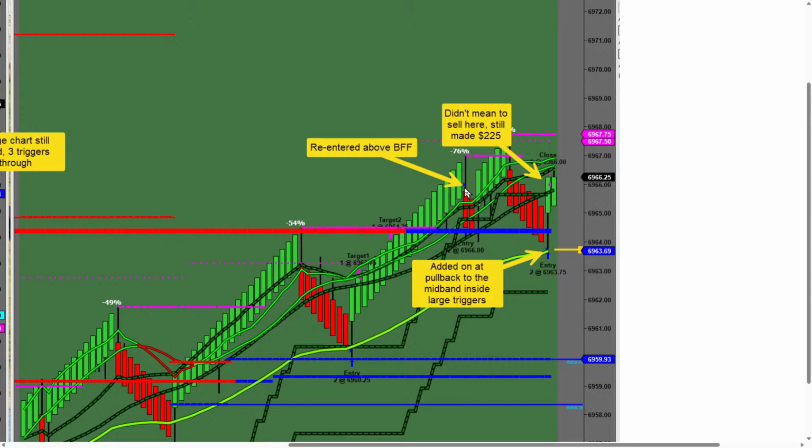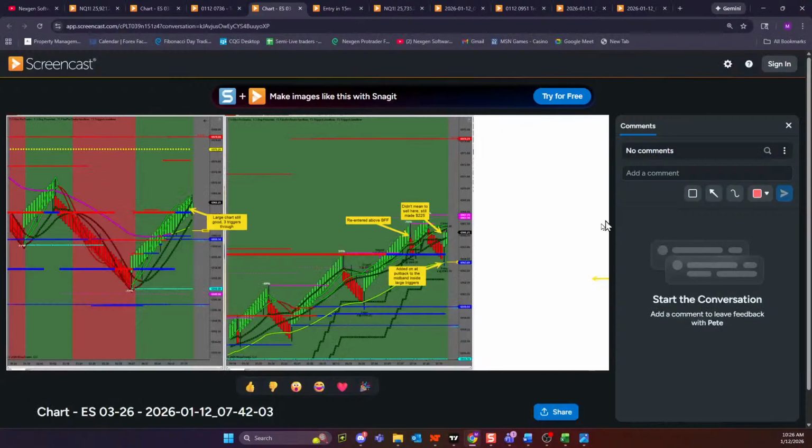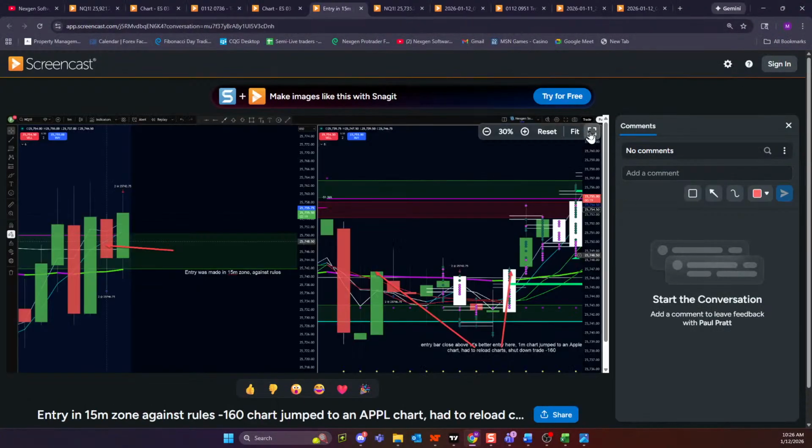Can't take a momentum trade without momentum. And it failed pretty quick. But then it comes back and turns into a trend trade, and quick profits. Didn't mean to sell here, still made 225. Break even on these too. So commissions. We learned this lesson this morning, guys. If you're going to jump in on a momentum style trade, at least have momentum. If there's no separation between the small and large, it's more likely to create that retracement back and turn into the trend trade. Pete caught it awesome.